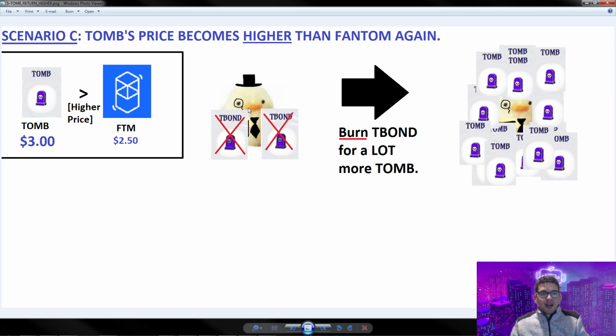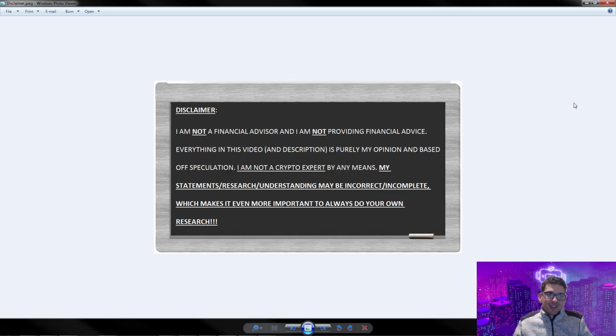Because we assume that TOMB price, let's say it hits $3. Well, guess what? I can now cash in these T-bonds that I had, and then I think they go away, they get burned, and then guess what? I get even more TOMB tokens than I had before. So it incentivizes you to turn in your TOMB, kind of like stay loyal, and then you get even more, as you can tell by the major flood here, right?